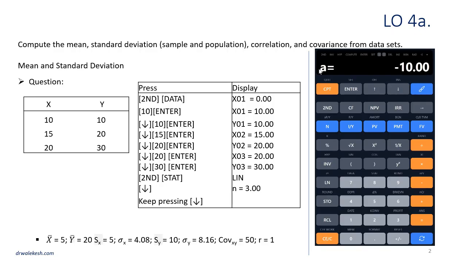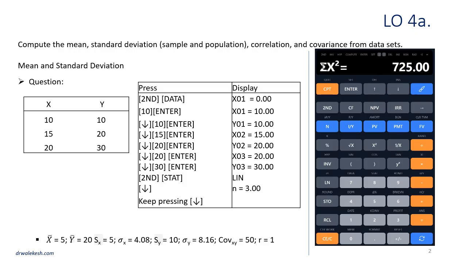Still pressing arrow down. If you're interested in forming a regression equation between x and y, you have your intercept already. Your intercept is negative 10. If you're interested in the slope or the regression slope or the regression coefficient, we have it here. If you're interested in the correlation between x and y, it is 1. That's +1 to be more specific. So you can keep going on and on and on.